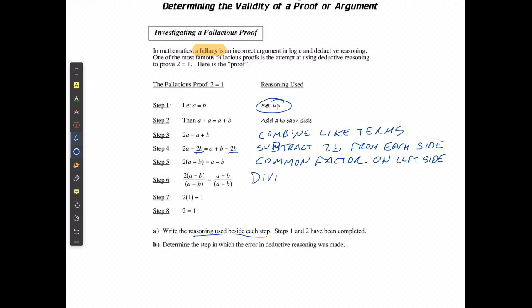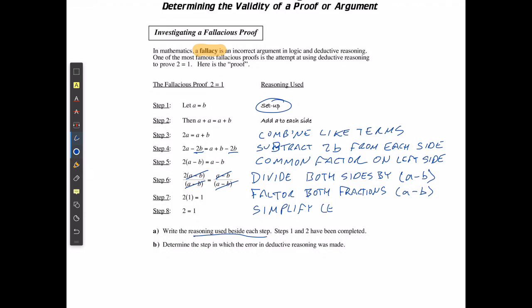Now they divided both sides by A minus B. Once they got here, they factored or divided both of the fractions from the A minus B, which means they factored out or pulled out the common factor of A minus B from the top and bottom, A minus B from the top and bottom, and then on the left hand side, when we divide both of them out, it was just 2 times 1, and on the right hand side, anything divided by itself is just 1, and then they just simplified the left side.